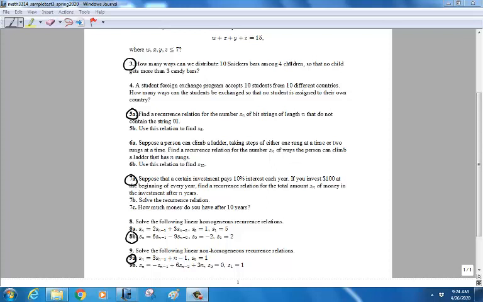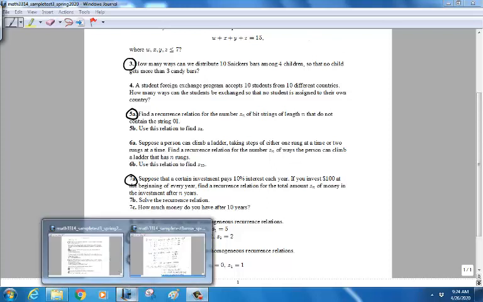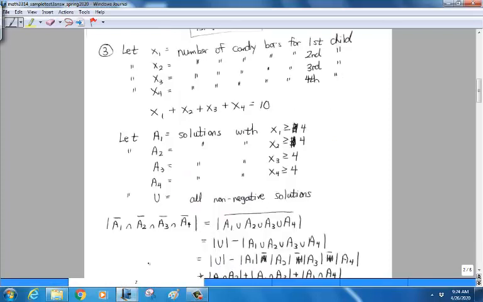So 10 Snickers bars amongst 4 children, but we're going to make this restriction, to be fair, that no child gets more than 3 Snickers bars. No child gets more than 3 Snickers bars. All right, so let's see how we can solve that problem.